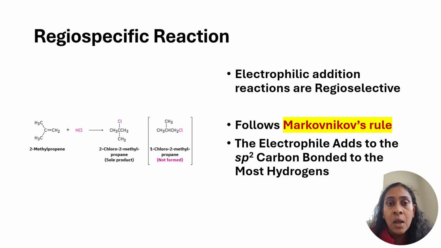For example, when 2-methylpropene reacts with HCl, hydrogen adds to the terminal CH2 carbon. This places the carbocation on the most substituted carbon. That carbocation is more stable and the chloride subsequently attacks that carbon. Therefore, 2-chloro-2-methylpropane is the major product rather than 1-chloro-2-methylpropane. So the Markovnikov orientation is ultimately explained by carbocation stability.